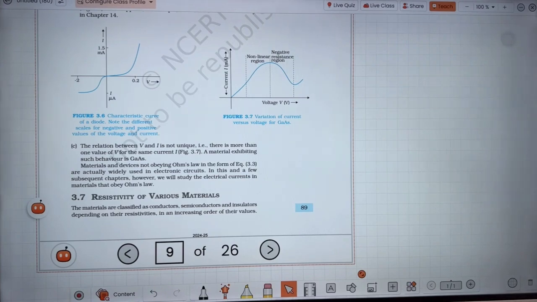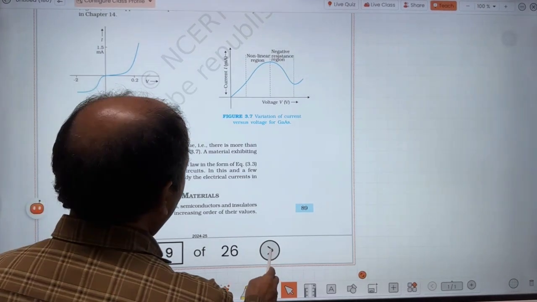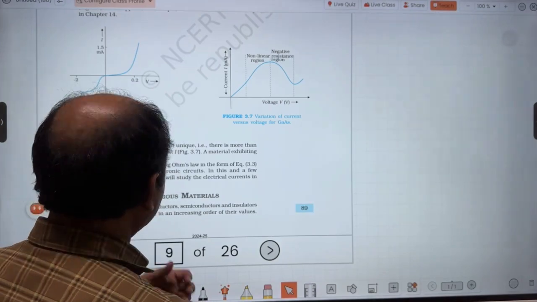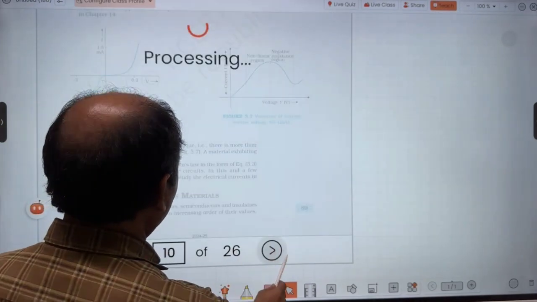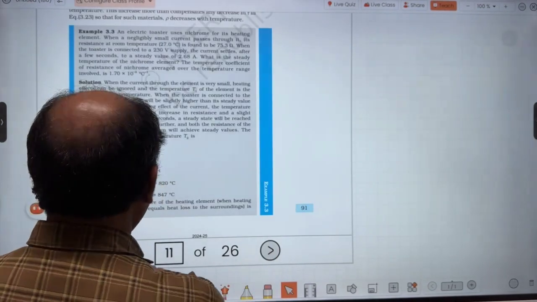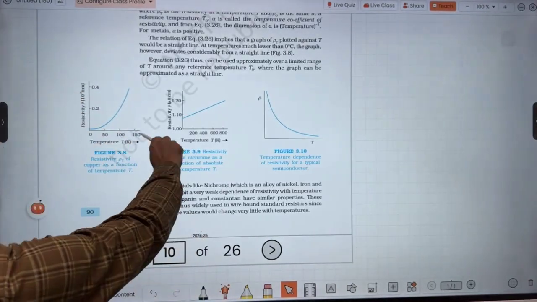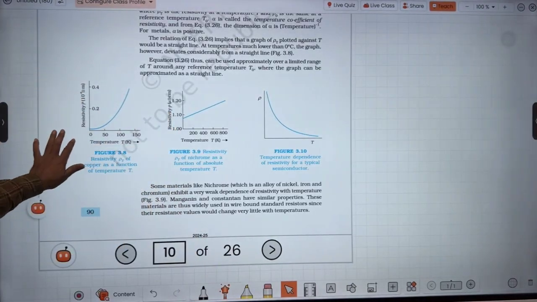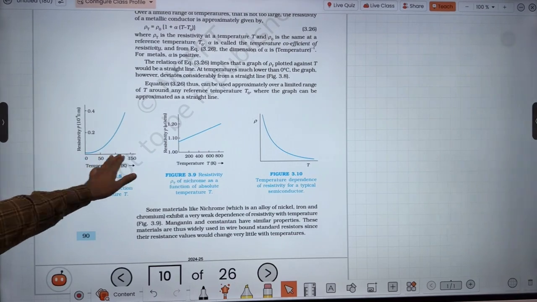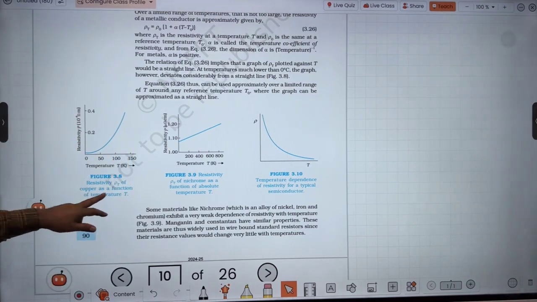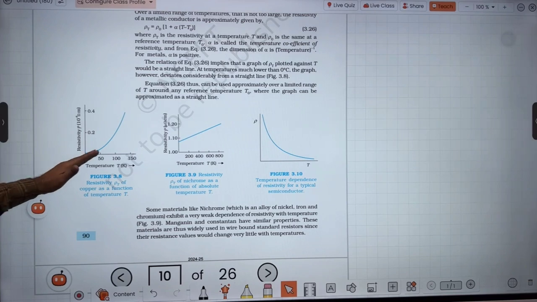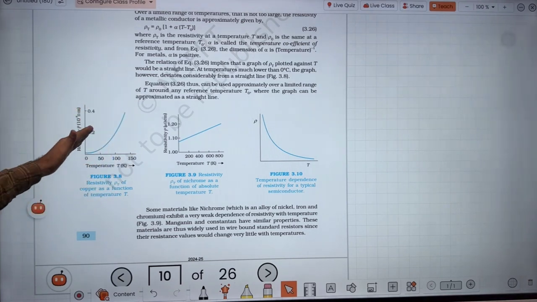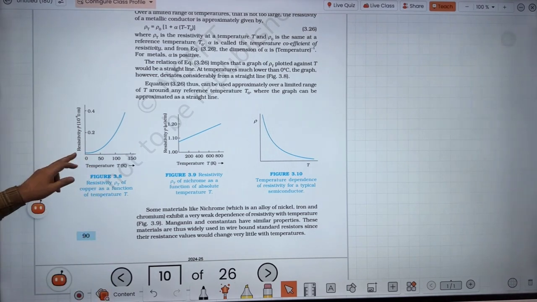Resistivity of various materials. Now here we are going to see the dependence of resistivity on temperature. Here a graph is shown. This is the temperature axis, and this is resistivity. This is the material copper. Resistivity is varying like this. You should practice this graph, it is important. It starts from here at 0 degrees, has a certain resistivity, and then resistivity varies.